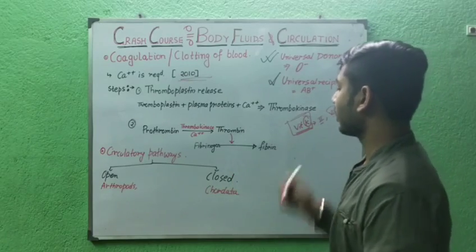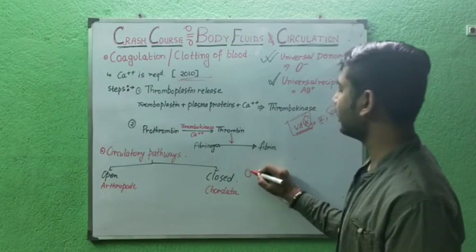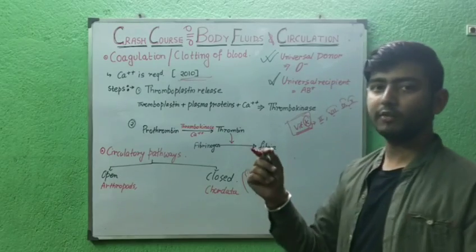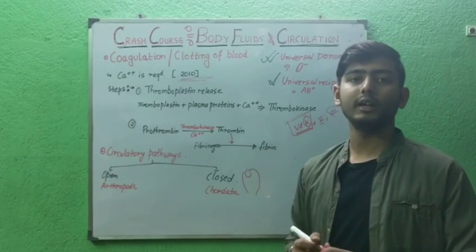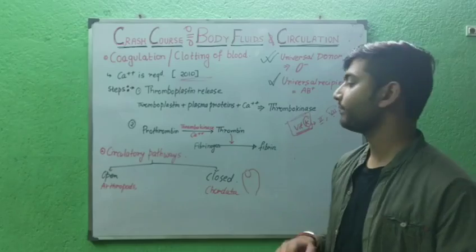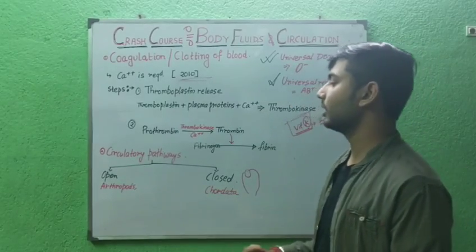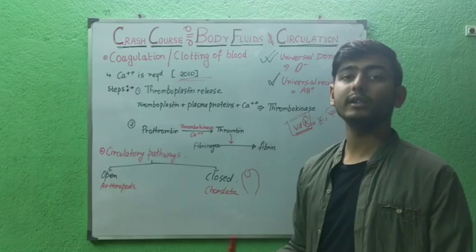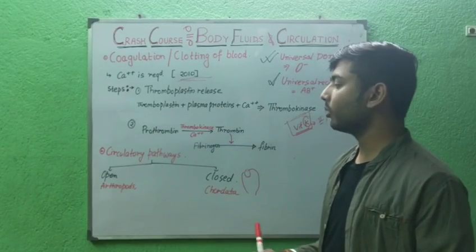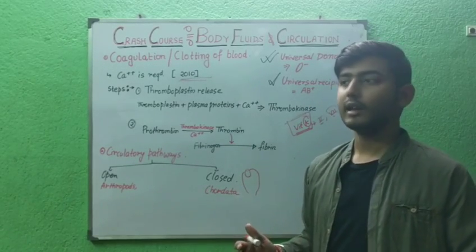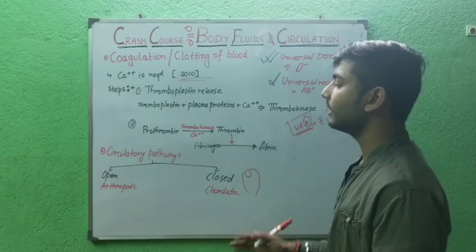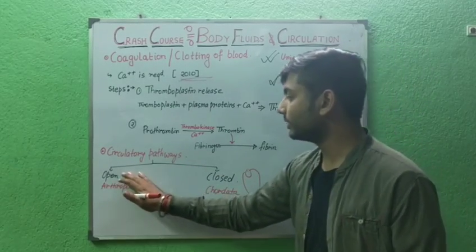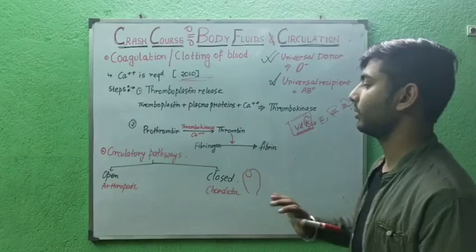Closed means the blood flows from the heart in channels. Means there are different veins and arteries through which the blood is flowing. While in an open circulatory system, blood obviously starts from the heart and some major vessels, and then it opens into the body sinuses. It drains into the body sinuses, and then from the body sinuses it again goes into the heart. So this is the open circulatory system, while this is the closed circulatory system.